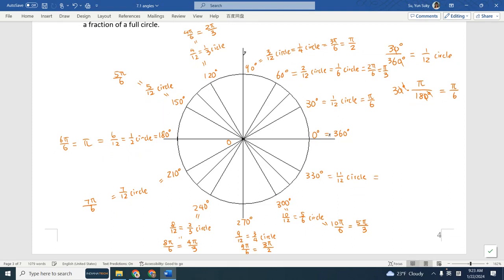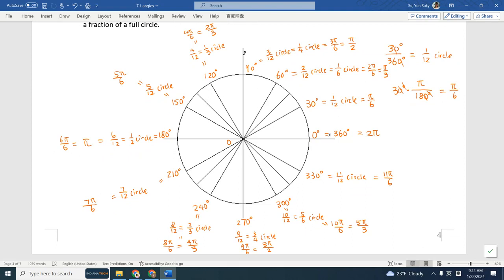Okay, how about the next one? 11 copies of pi over 6. Yes. And then the last one, 2 pi. Yeah, 12 pi over 6 is 2 pi. Okay, so that is all multiples of 30 degrees. Everybody can see the pattern? So once you get the 30 degrees, then you just add multiples of it.